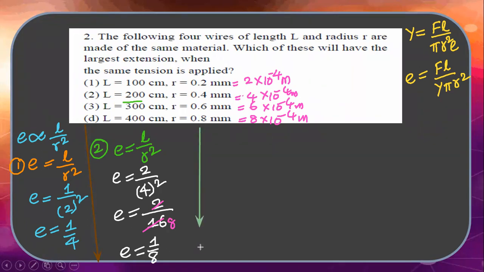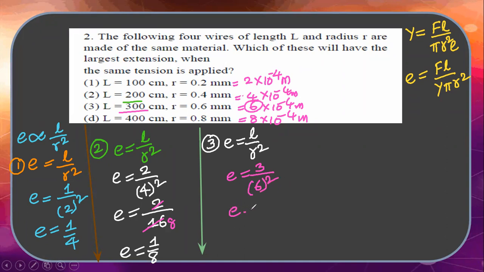Next one. Third one. Elongation E is equal to L divided by R square. In this, what is given? Length is given as 300 centimeters, nothing but 3 meters, divided by 6 whole square. Then E is equal to 3 divided by 36. That will be E is equal to 1 by 12.